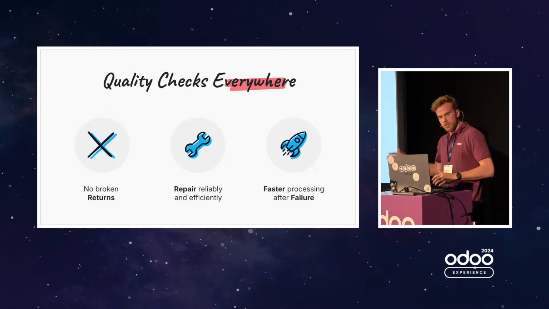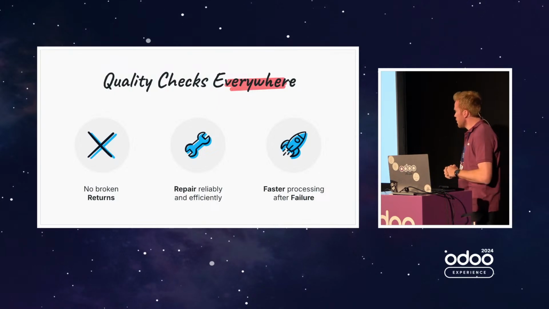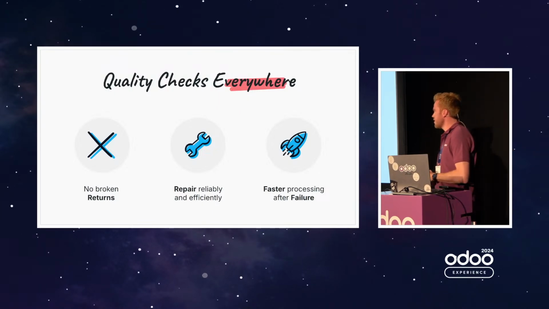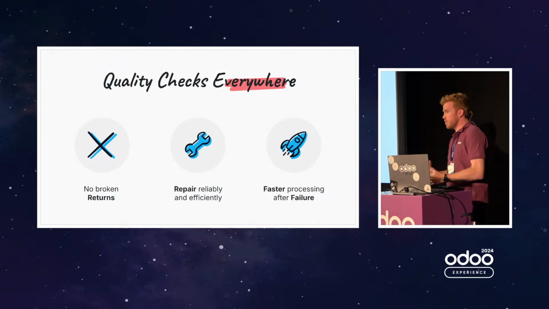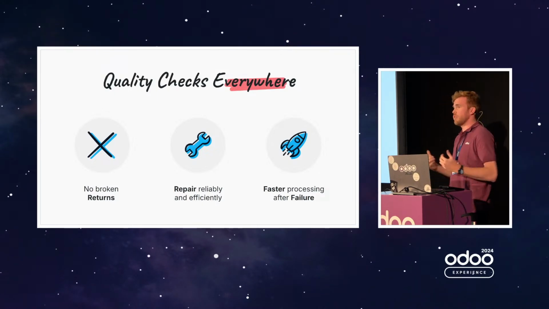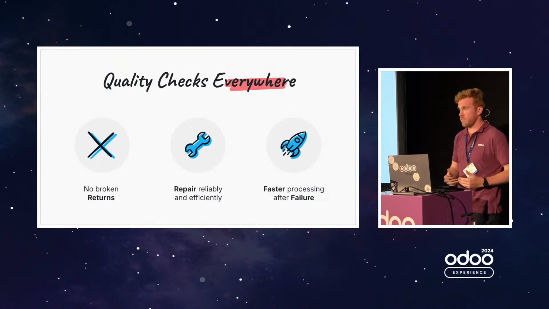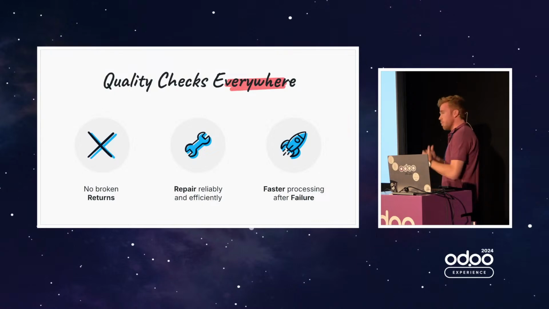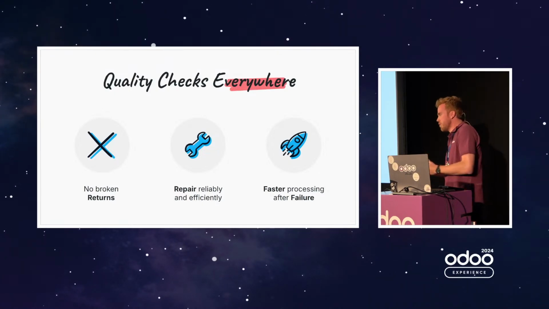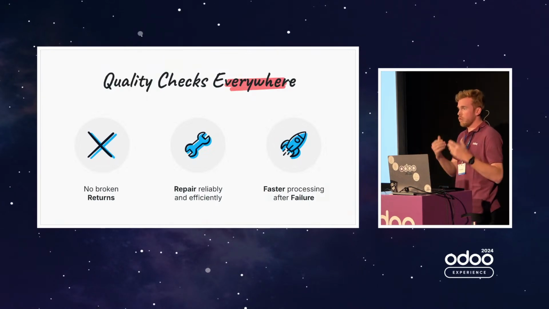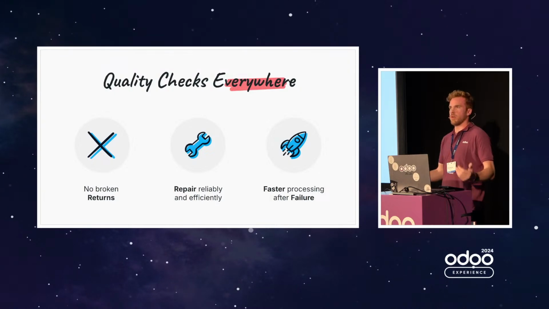Next, quality checks are way more accessible. We can set them everywhere. We can add a quality check on the returns, making sure we don't accept any broken rented products back into our stock. We can set a quality check on our repairs, finally, making sure our repairs are done reliably and efficiently, and making sure we don't sell or send back any repaired products that are just not up to the standards that we want to deliver.